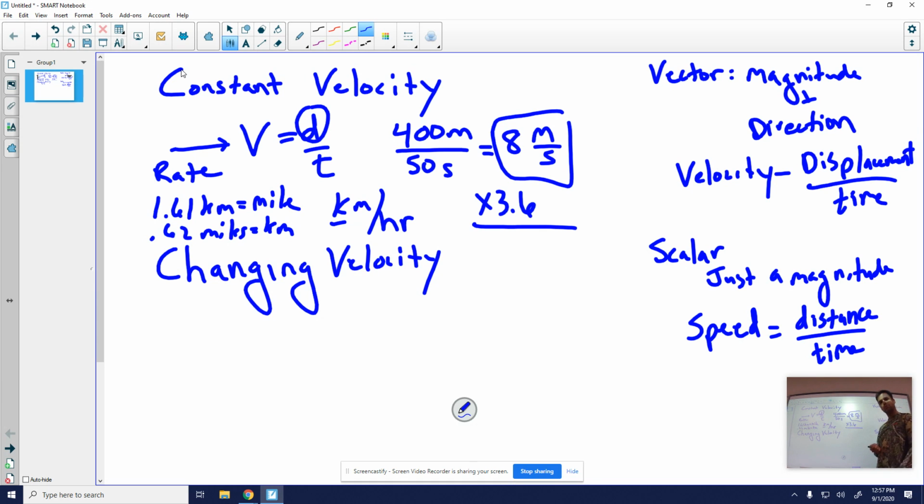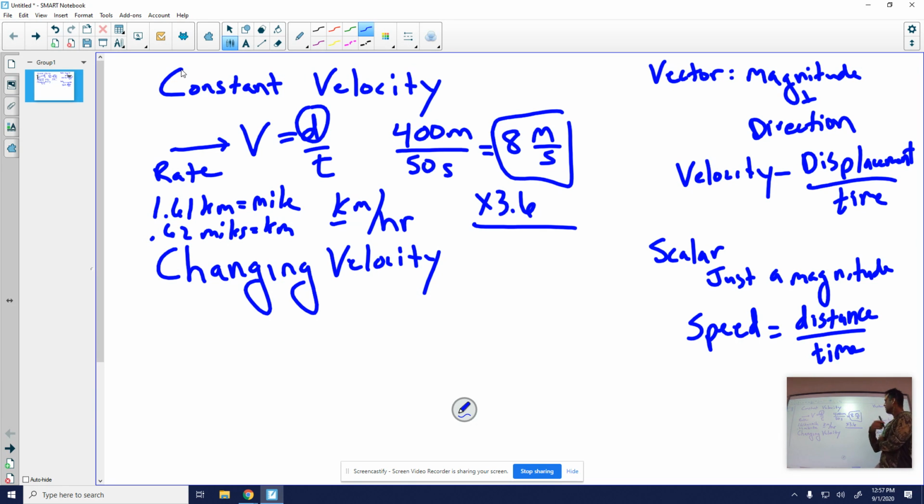So I can do 3,600 times as much stuff in an hour as I can do in a second, because an hour is 3,600 times longer than a second. I have had many students think that there's 60 seconds in an hour. I don't know why that always happens, but there's 3,600 seconds in an hour.